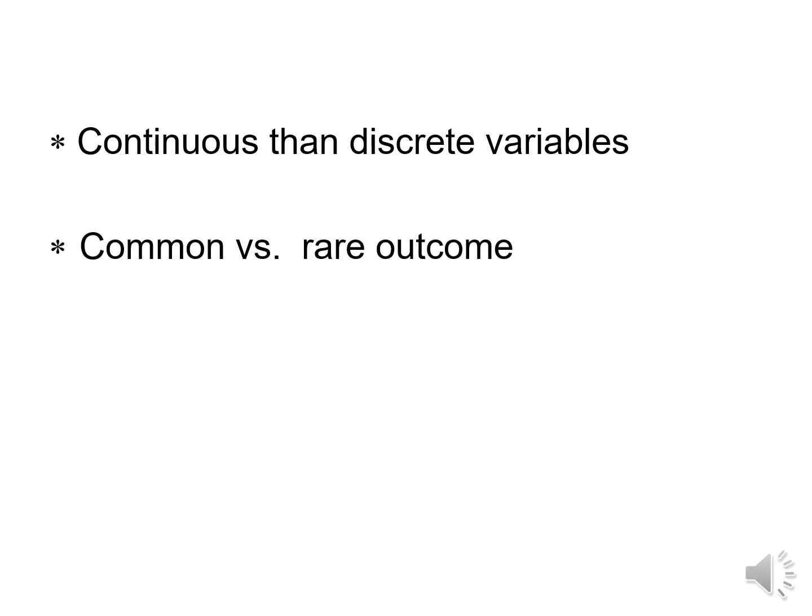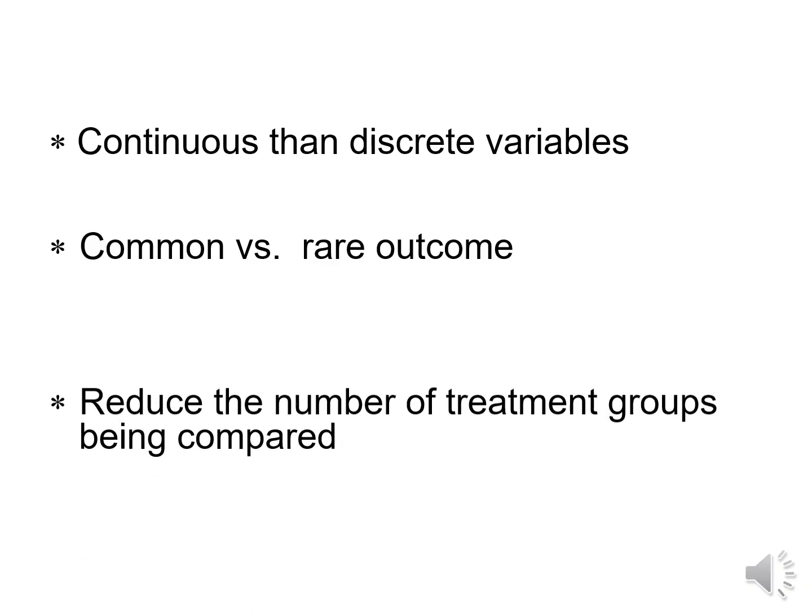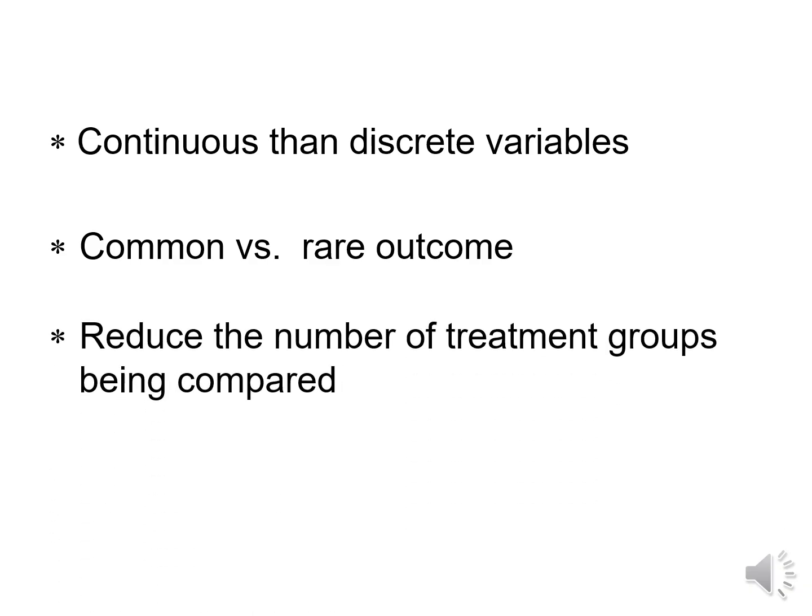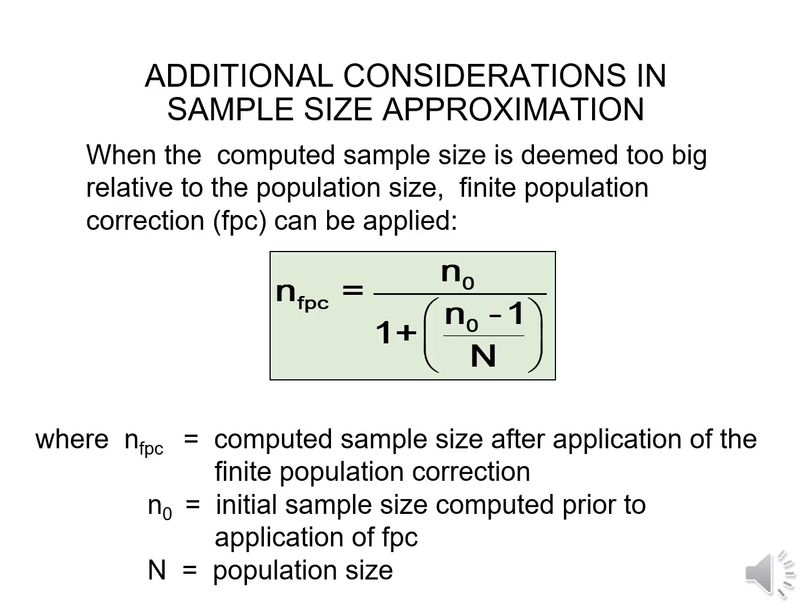Use a more common versus rare outcome because the rarer the condition being investigated, the larger the sample size. Example, a study on coronary disease limited to those who are in the 35 to 55-year-old age group, since it is most common among the older age group. Also, reduce the number of treatment groups being compared. When the computed sample size is deemed too big relative to the population size, finite population correction can be applied using the formula.